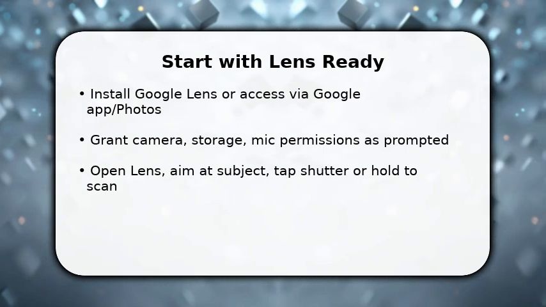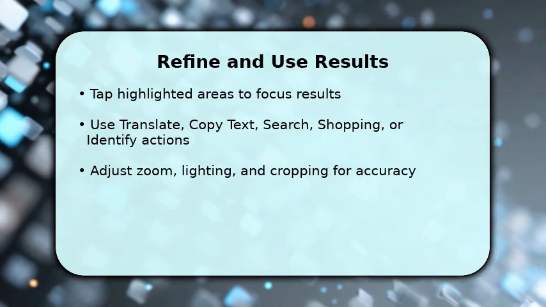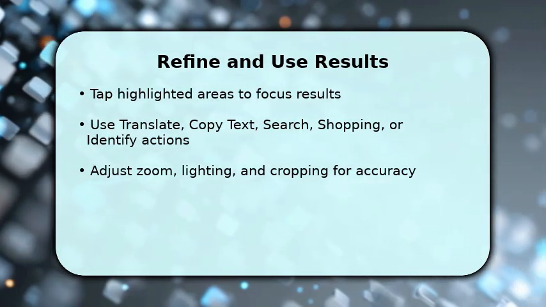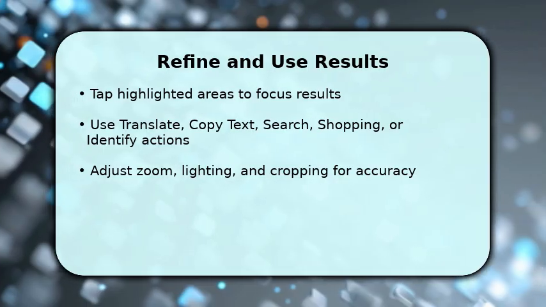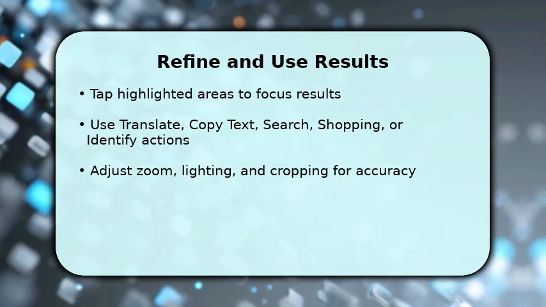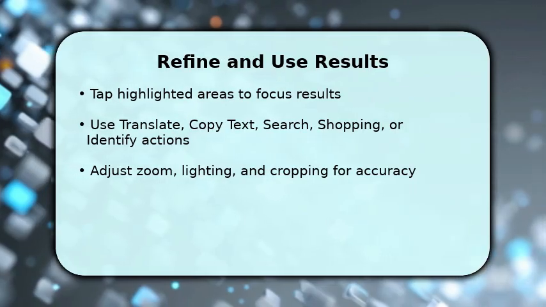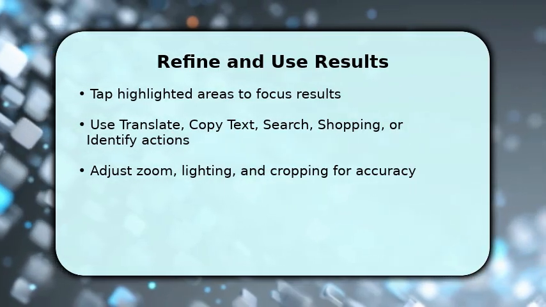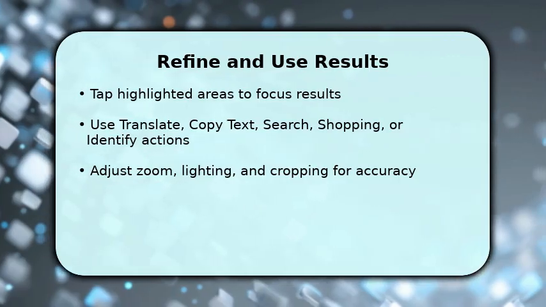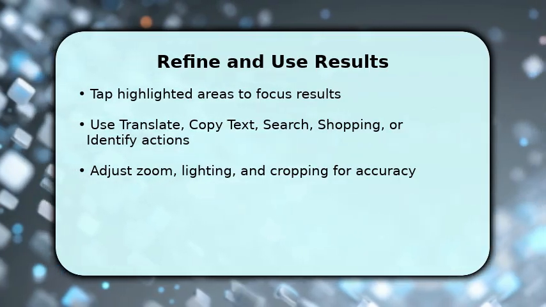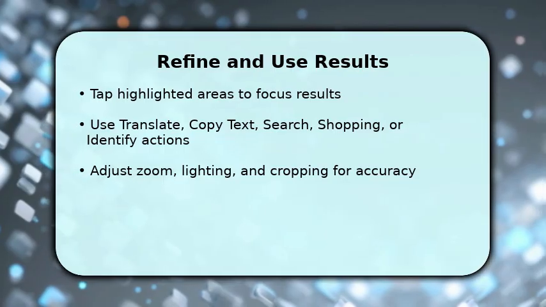Once Lens shows highlights, tap the area you want. You control which element Lens analyzes. You can switch actions, translate foreign text, copy printed text, search visually similar items, or get product details, so choose based on your goal. Make sure to crop tightly, zoom in for small text, and improve lighting when needed because clearer input yields better matches.